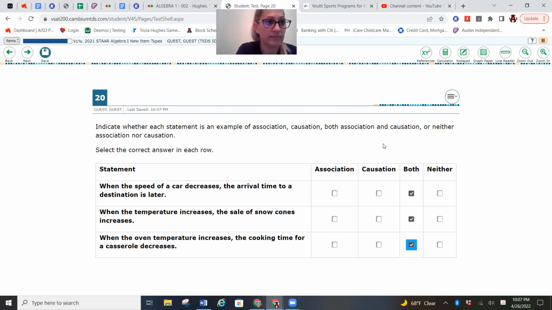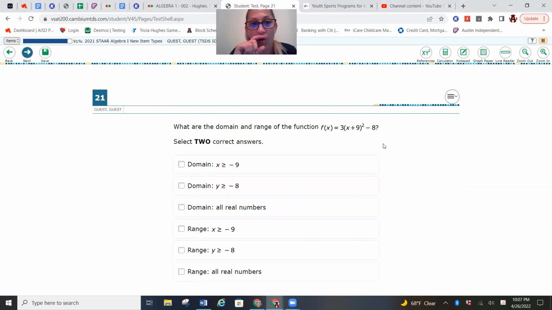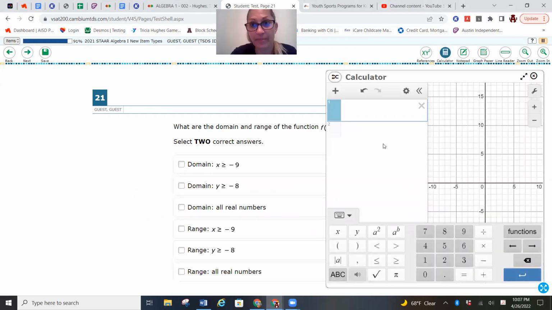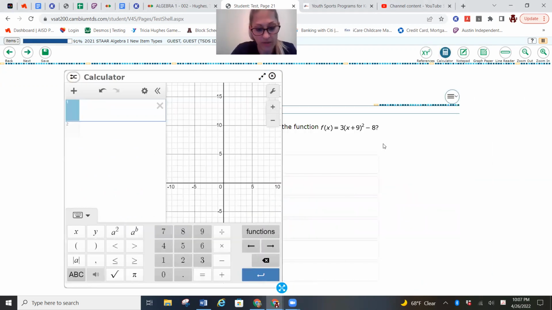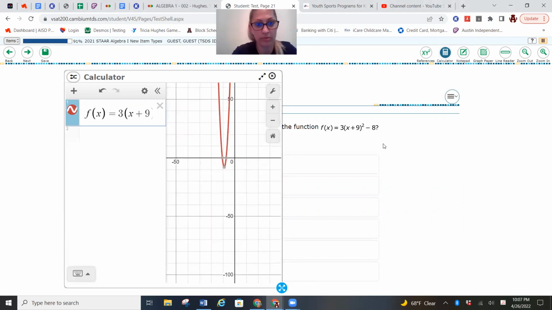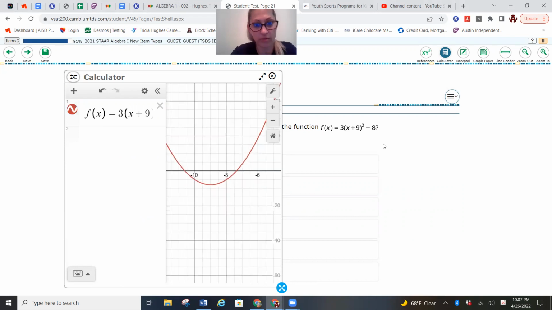Save it. Next. What's the domain and range of this? Well, type it into Desmos, people. If they give you an equation, type it in. 3 times (x plus 9) squared minus 8. Zoom, zoom, zoom, and a boom, boom. Zoom out.